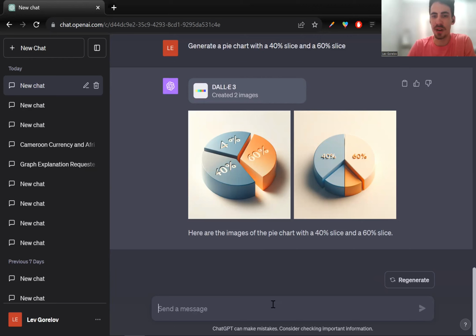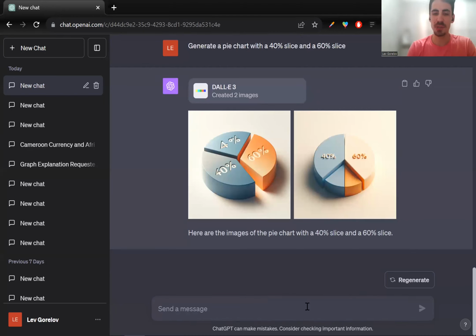So way off. I have to spoil it for you: I tried it also with bar charts and all kinds of visual representation of information, and no, hard fail on all of them. All right, let's move on to the next test.